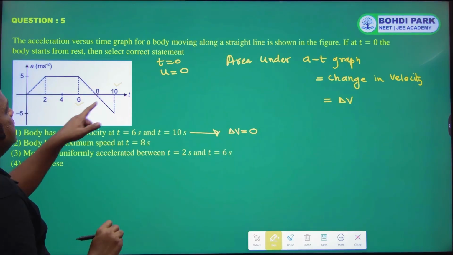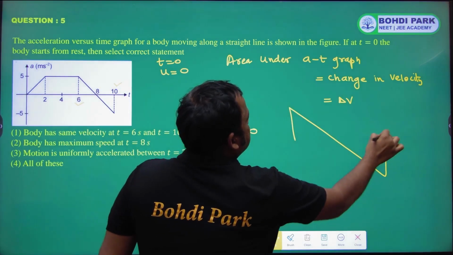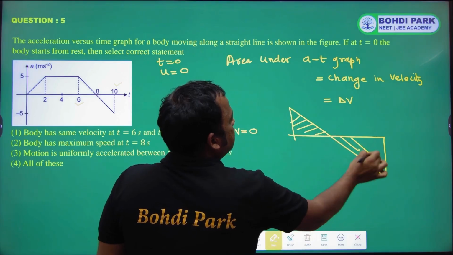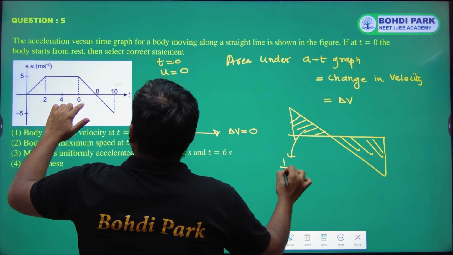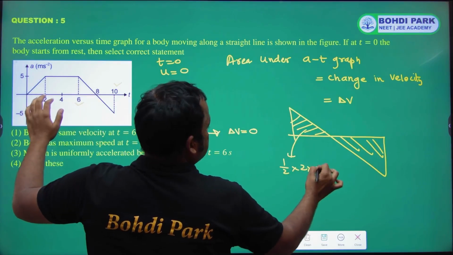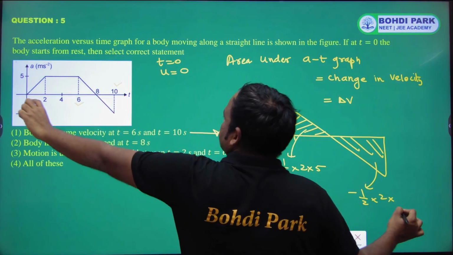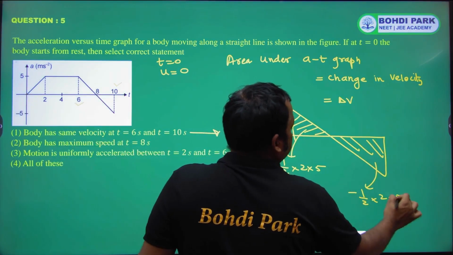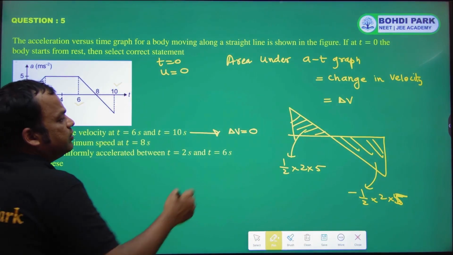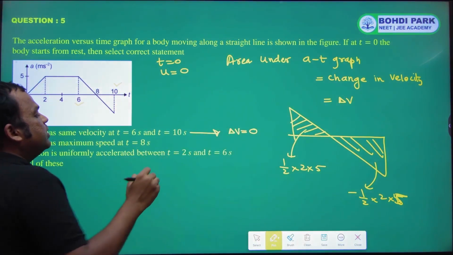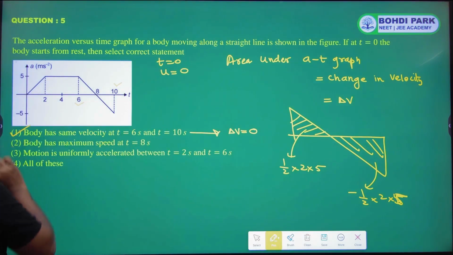So for 6 and 10, if we consider 6 to 8 and 8 to 10, you observe one area is positive, the other area is negative, and both are equal. This area is half into base into height, and this area is minus half into base into height. So both are positive and negative, with equal magnitude. So total area is 0, so delta V is 0. So velocity at 6 and 10 second are equal. So the first option is correct.